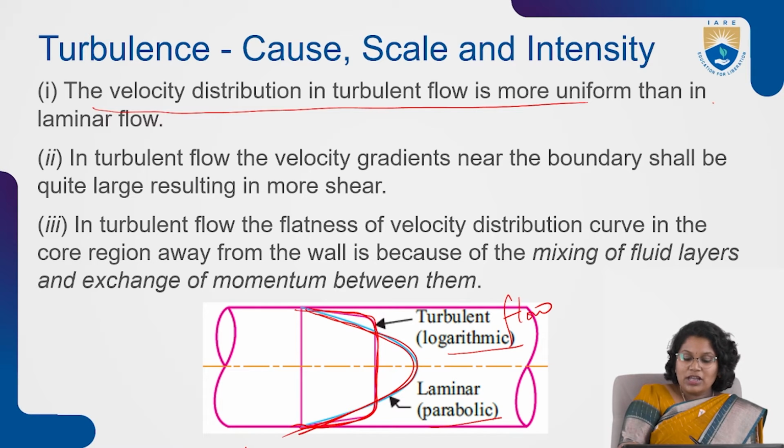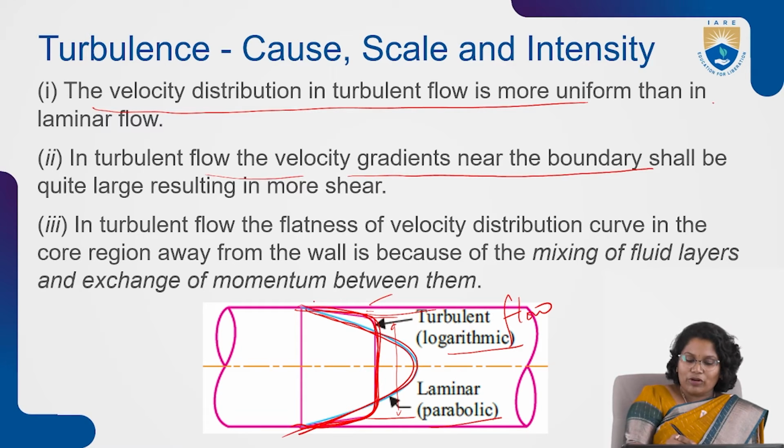Here we are saying laminar is parabolic, and here in the velocity distribution we are seeing some uniformity in some places. At the boundaries, again there is no flow, and after that we see the uniformity of the velocity distribution in turbulent flow. So in turbulent flows, the velocity gradient near the boundaries shall be quite large, resulting in more shear. Right?